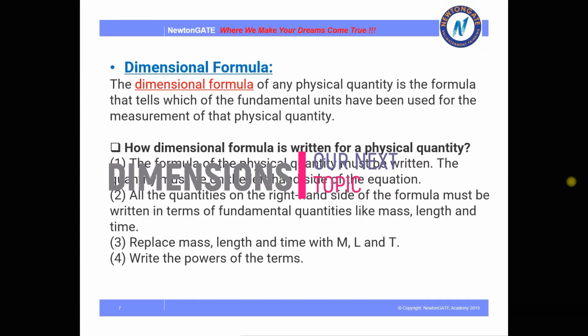The dimensional formula of any physical quantity is the formula that tells which of the physical units have been used for the measurement of that physical quantity. How is the dimensional formula written for a physical quantity? Number 1. The formula of the physical quantity must be written first. The quantity must be on the left hand side of the equation.